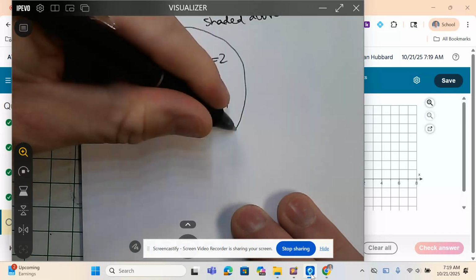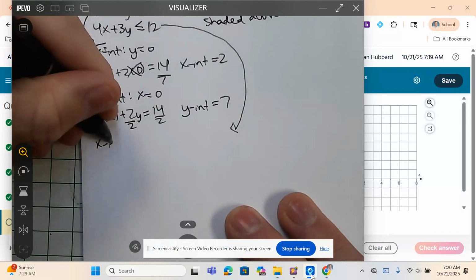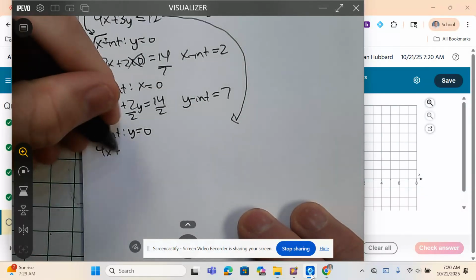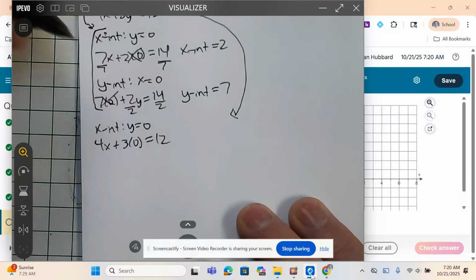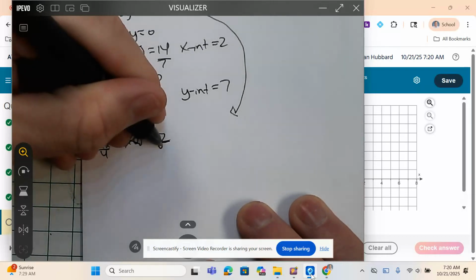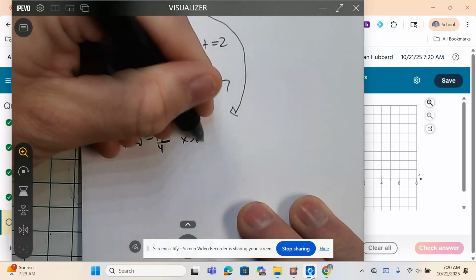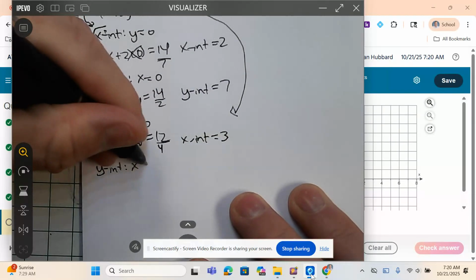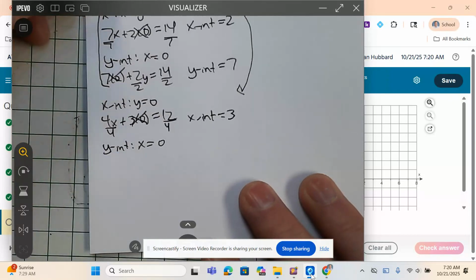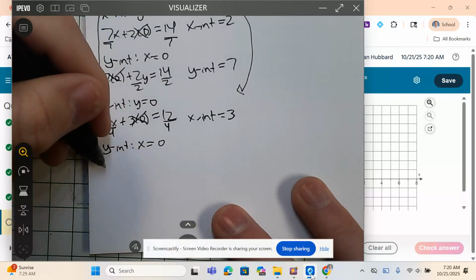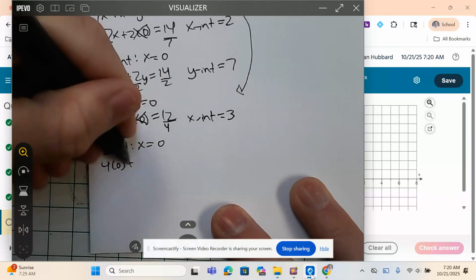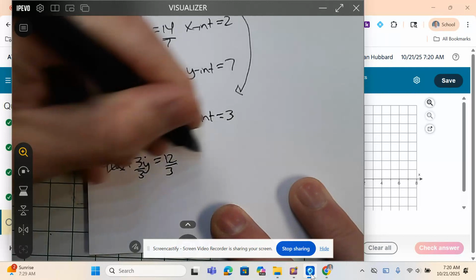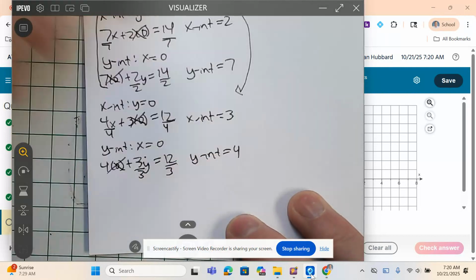Now this one's going to be down here. The x-intercept, make y equal 0. So 4x plus 3 times 0 is equal to 12. Divide by 4, divide by 4. The x-intercept is equal to 3. Now to find the y-intercept, you make x equal 0. So I'm going to have 4 times 0 plus 3y equal to 12. That goes away, divide by 3, divide by 3. The y-intercept is equal to 4.